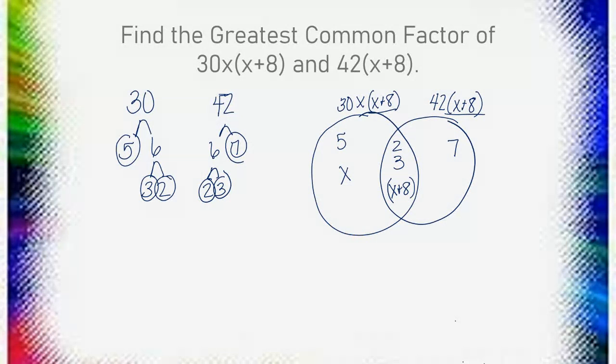Now remember, my GCF is anything in this middle section where they intersect. So I'm looking just in here to find my GCF, and I'm just going to multiply it out. 2 times 3 is 6 times x plus 8. And I'm going to leave it at that. I don't need to distribute it or do anything like that. I'm just going to leave my GCF as 6 times x plus 8.